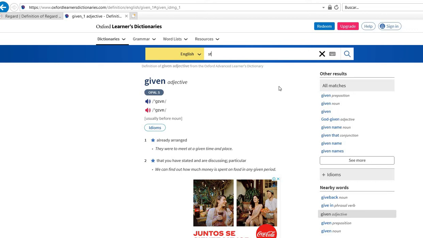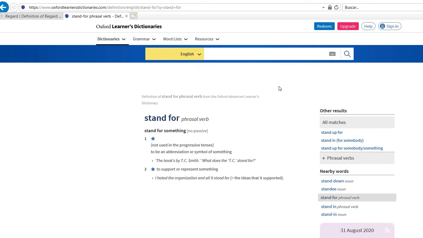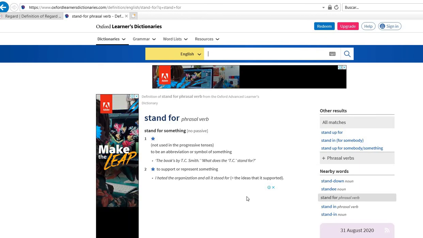I wanted to focus on this phrase above, which appears in activity number 1, because I know you know "to stand for" as in a symbol, right? What does the TC stand for in TC? But also it means to support something. I hated the organization and all it stood for.